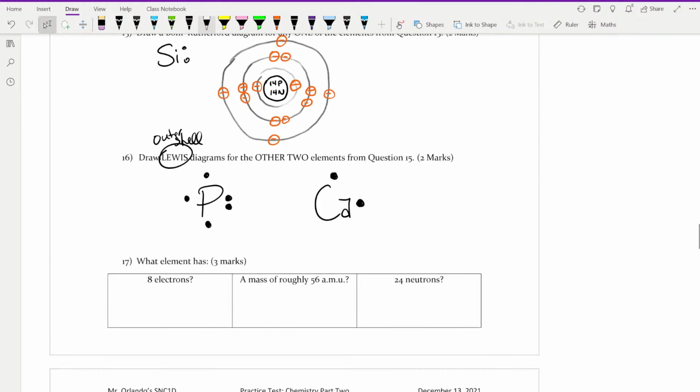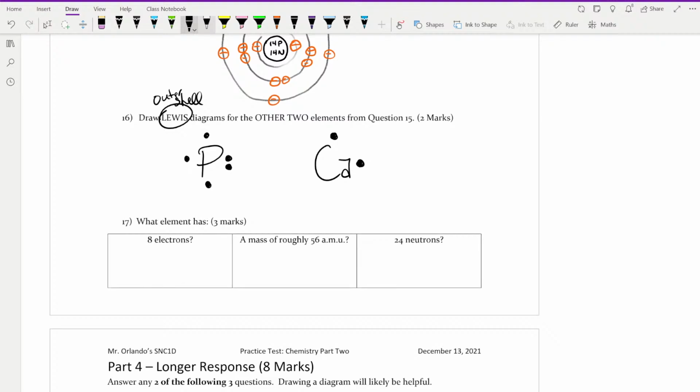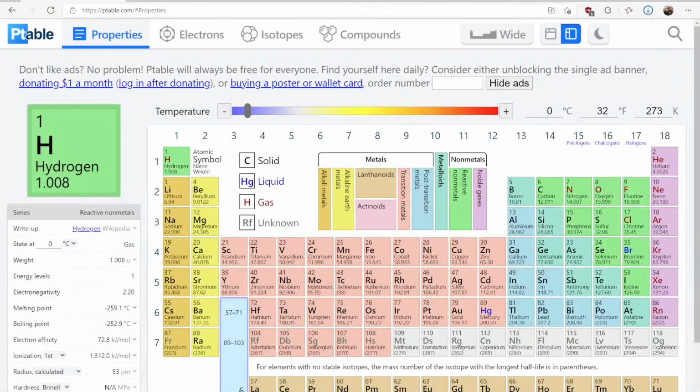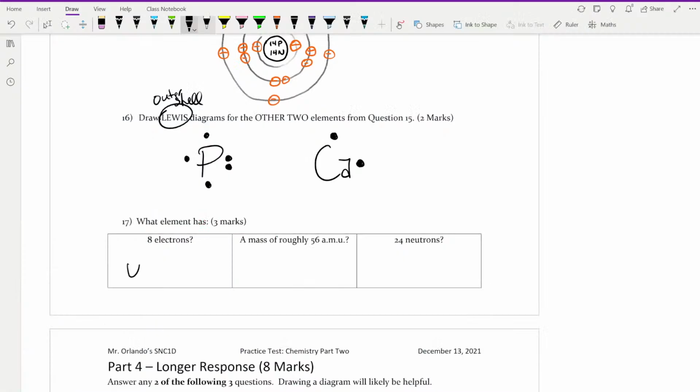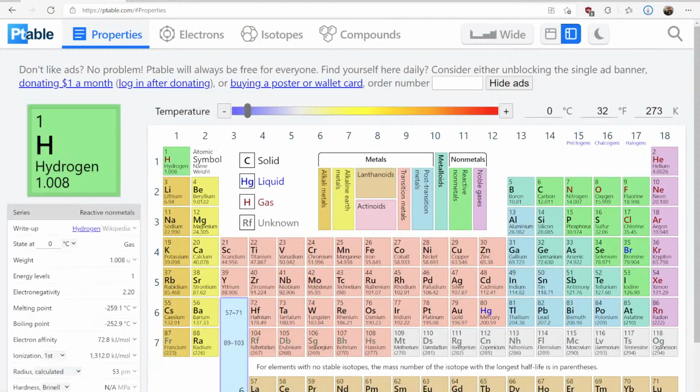There we go. What element has 8 electrons? Well, the same one that has 8 protons, which is atomic number 8, and that's oxygen. Roughly 56 AMU. Well, that's easy. Let's just look. There we go. That would be iron.